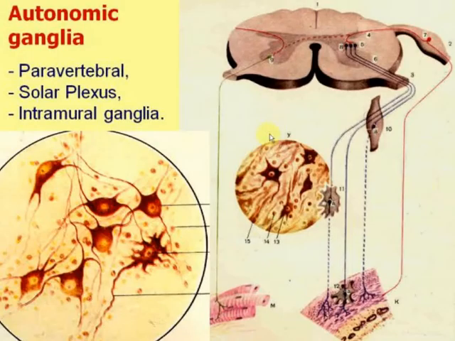Autonomic ganglia include groups of neurons. They may be located outside the inner organs, extramural autonomic ganglia, and inside organs, intramural autonomic ganglia. So they belong to the autonomic nervous system.